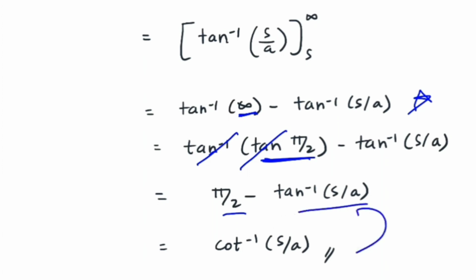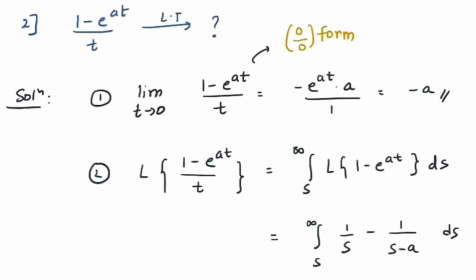But the next part is the trigonometric relationship. Pi by 2 minus tan inverse theta is equal to cot inverse theta. So the final answer is cot inverse of s over a. I guess the idea is clear for you guys. First step is to check the limit, and once the limit exists, then the next step is to solve the integration. Let us understand this by example 2.